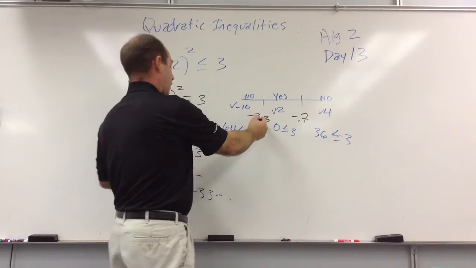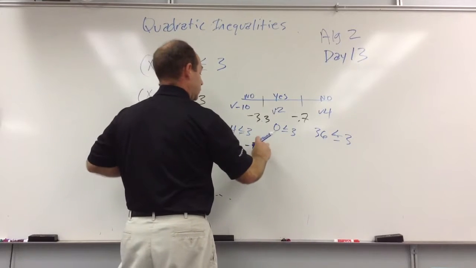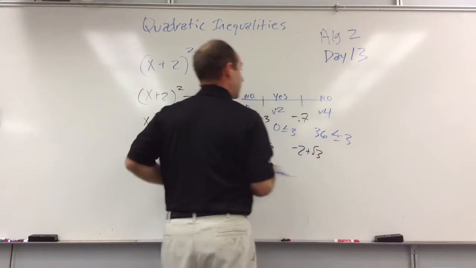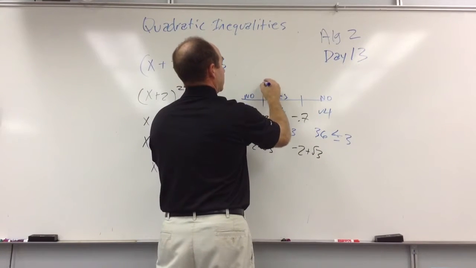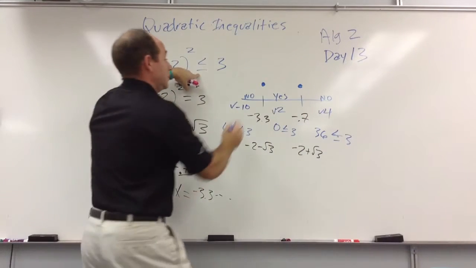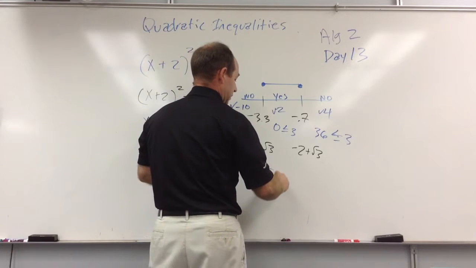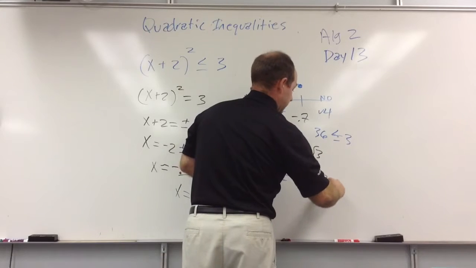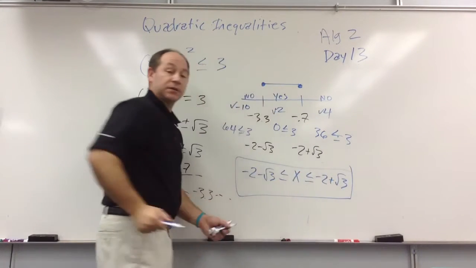So let's remember where this one came from right here was negative 2 minus the square root of 3. Where this one came from was negative 2 plus the square root of 3. My solutions then are the things that are stuck in between. Okay? And it's a less than or equal to sign. So it's this region right here, meaning negative 2 minus the square root of 3 is less than or equal to our answers, which is less than or equal to negative 2 plus the square root of 3. And that would be the exact location.